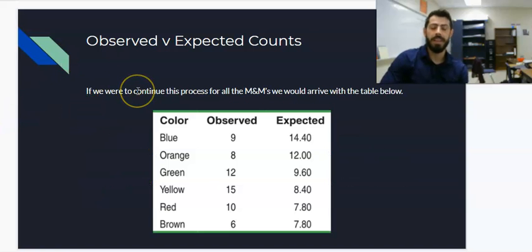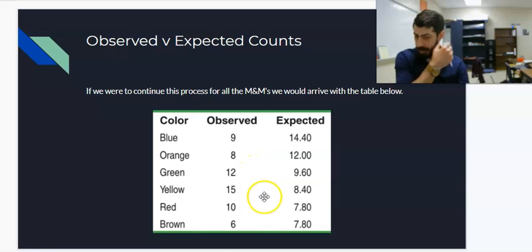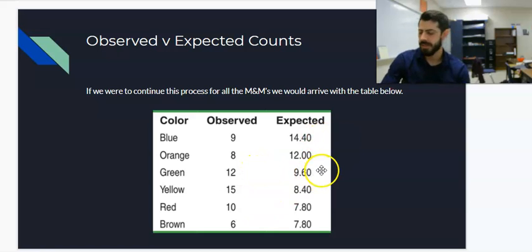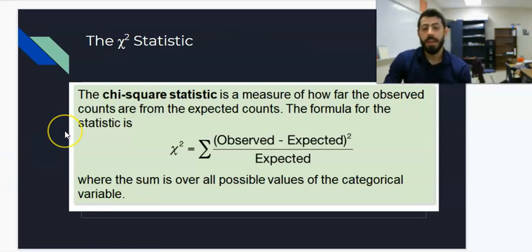You could go through and complete this for all the different colors, and you might get a table that looks like this. You see you have the observed counts for each of the different colors of M&Ms and the proportions compared to what Mars Candy Company says they should be in a bag of 60 M&Ms, right? Now, the Chi-Squared statistic is a measure of how far the observed counts are from the expected counts, and the formula is as follows. So you take the observed value, you subtract the expected value, you square it, and then you divide by the expected value again. And then you add them all up.